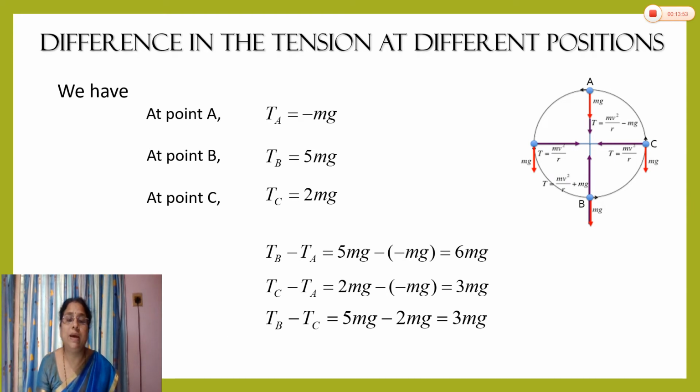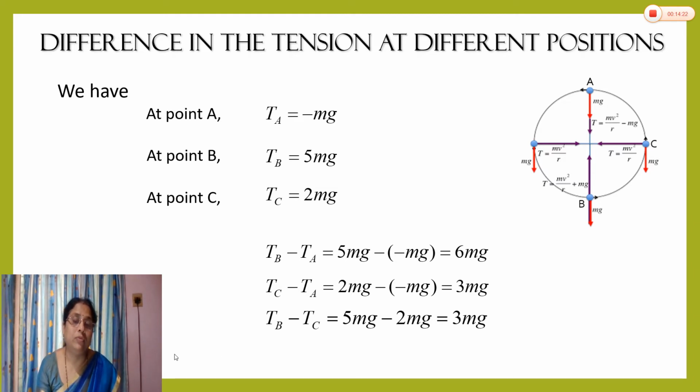When we take Tb minus Ta, the difference in the tension at point B and point A, that is equal to 5 mg minus (minus mg), because Ta is equal to minus mg here. We get 6 mg. Now it is the same as that of the string. In the string also, the difference in the tension at the two extreme positions, the uppermost and lowermost positions, is also 6 mg.